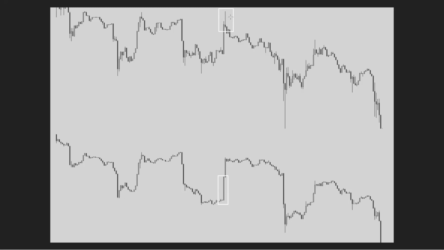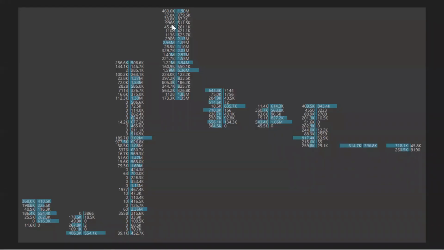And again, on the footprint, this is that candle. As you can see, lots of market buying, relatively little selling. And yet the candle closes down. So that's absorption.